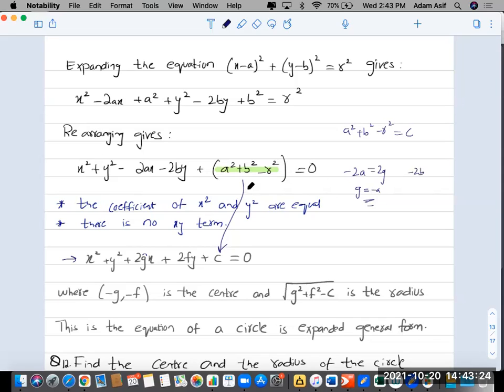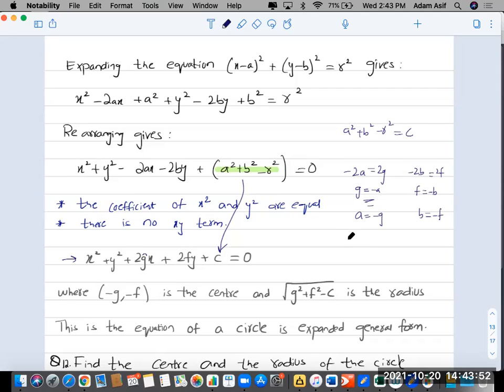Minus 2b, the y coefficient is minus 2b, and over here the y coefficient is 2f. So f is minus b. ठीक है, so what's a going to be? a would be minus g and b is going to be minus f. What were a and b? The coordinates of the center. तो सेंटर क्या होगा? माइनस जी कॉमा माइनस एफ के बराबर होगा, और a square plus b square minus r square was equal to c.